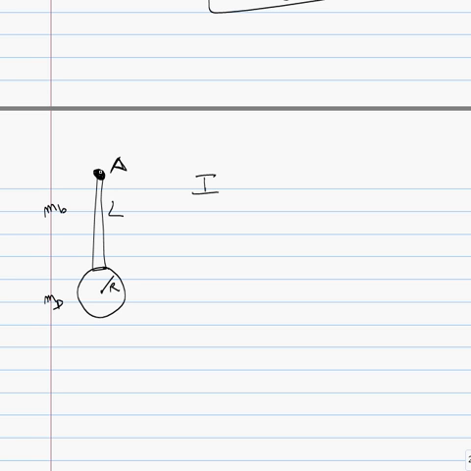Now obviously this is a composite system. The nice thing about moment of inertia is it's additive. Therefore, the total moment of inertia is equal to the moment of inertia of the bar plus the moment of inertia of the disk. And I specifically would like to calculate the moment of inertia of both systems about point A.